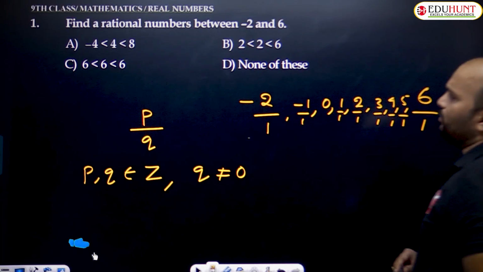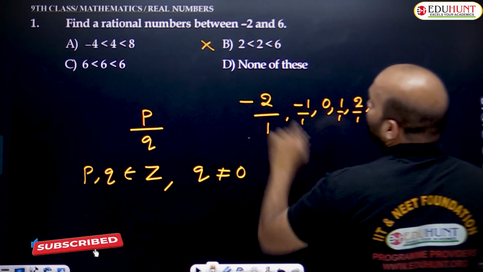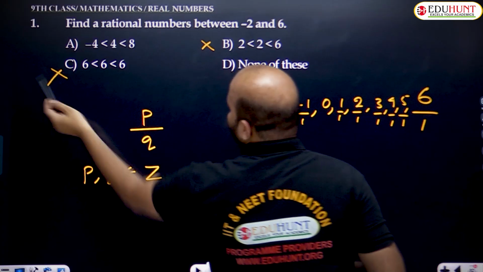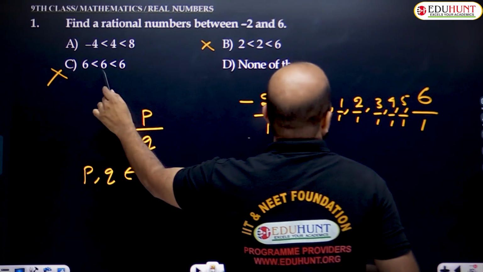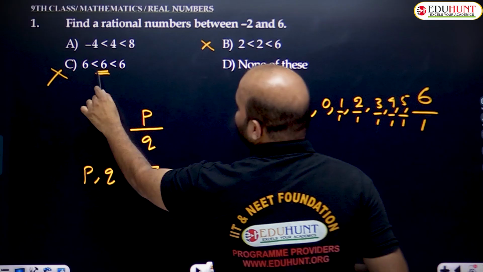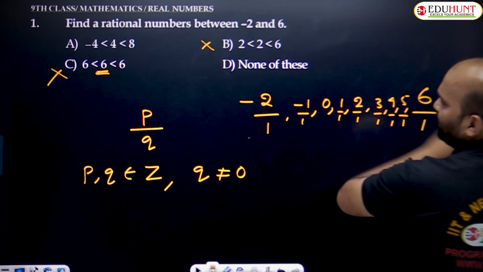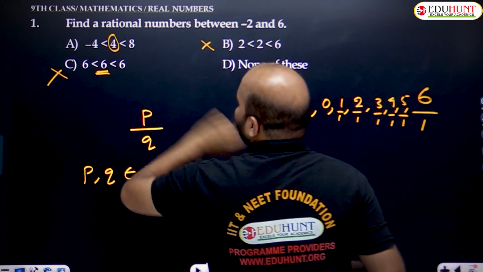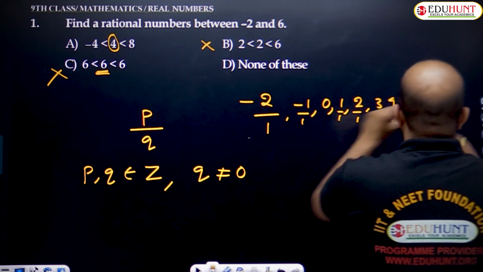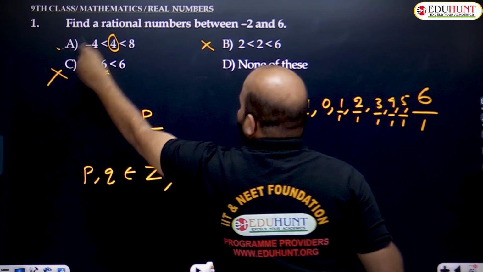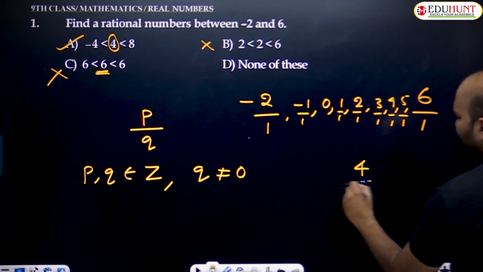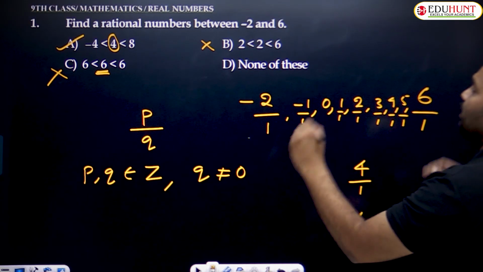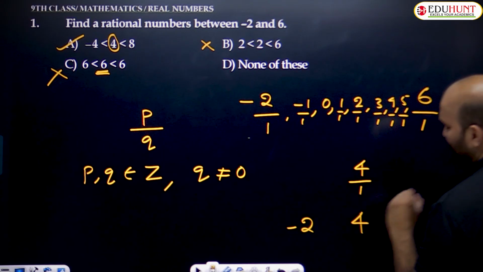Among the options given between -2 and 6, we eliminate some because 2 is not less than 2. Again, the 6th one is also eliminated because 6 is not less than 6, so 6 is not between -2 and 6. Here we identify option A. Among the numbers given, 4 is between -2 and 6. So this is the required option, because 4/1 is nothing but 4. It is a rational number between -2 and 6.